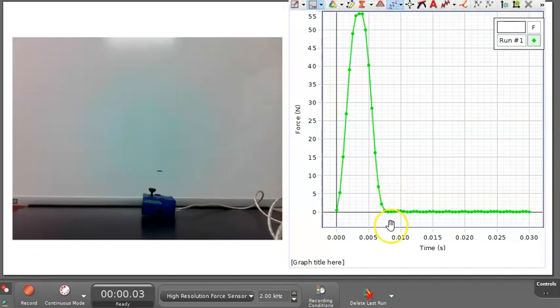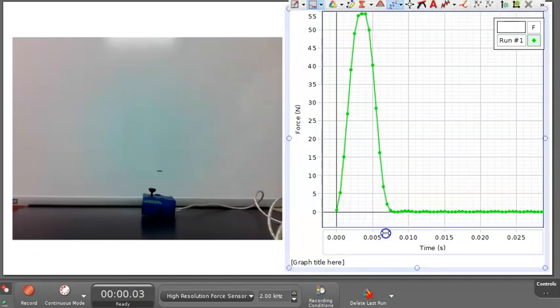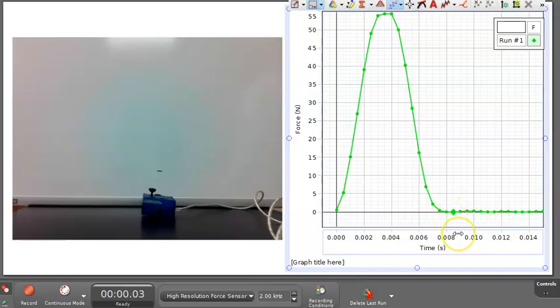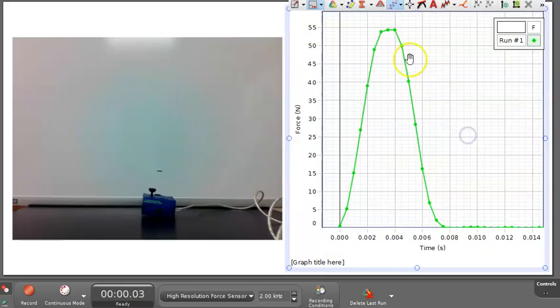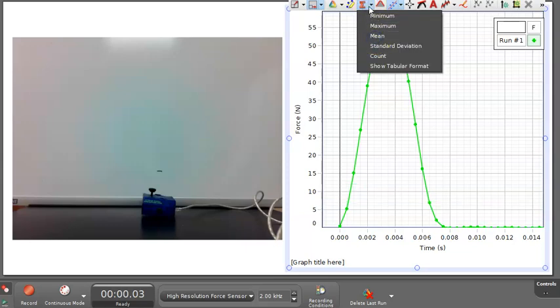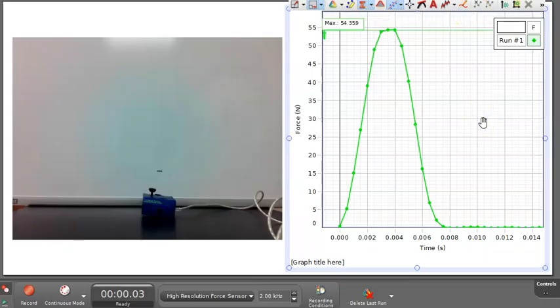And let's take a look. What we see is it looks like it took about 7/100ths of a second for the collision to occur. And what is the maximum force? Well, we can use our statistics function, select maximum, and we can see that the maximum amount of force needed was 54.4 newtons. So 54.4 newtons of force was required to bring it to a stop.